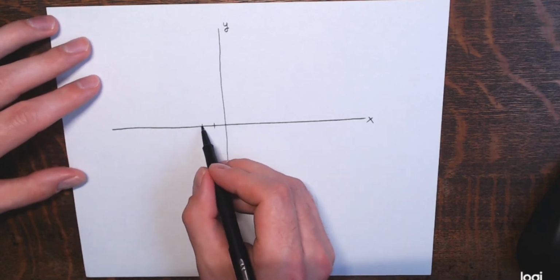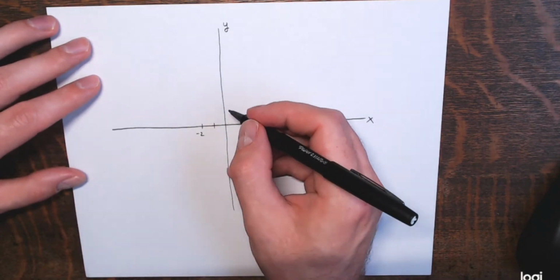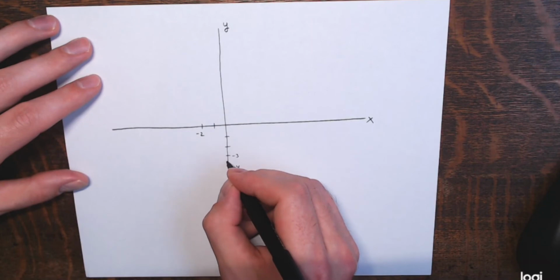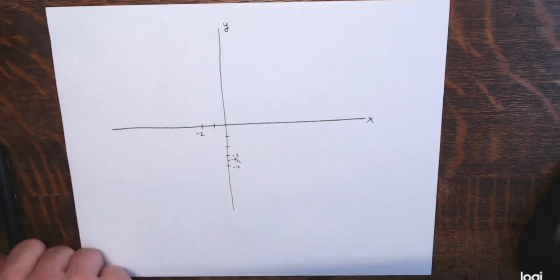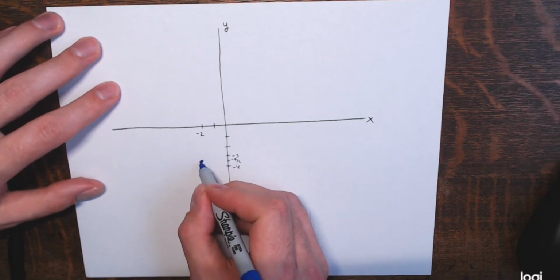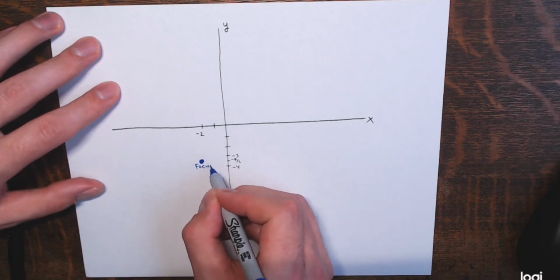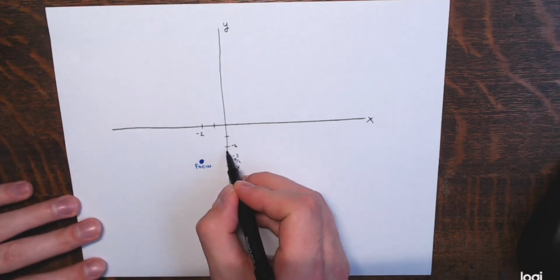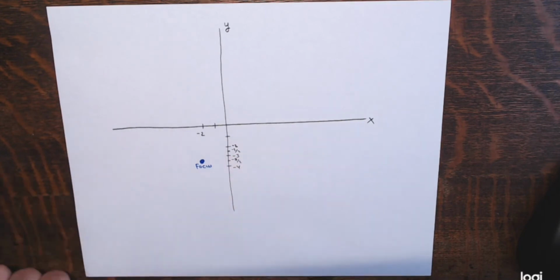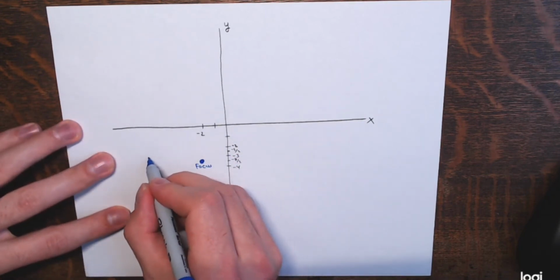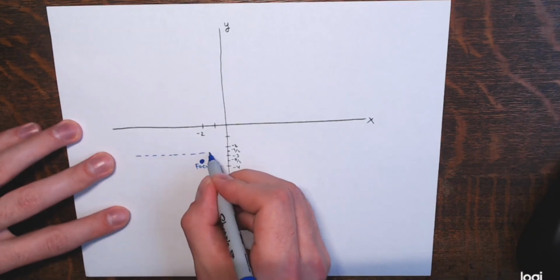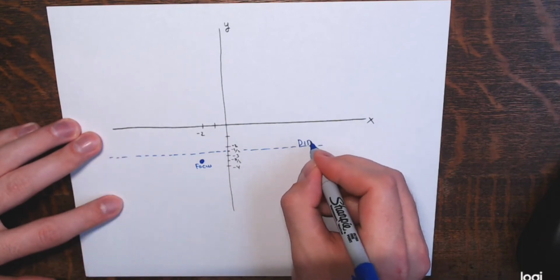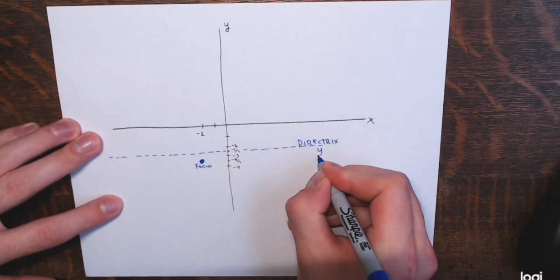So -2 for the x coordinate of the focus, and then -7 halves, which would be -3.5. So there's -7 halves. And here is the focus. And the directrix is y equals -5/2, which would be -2.5. This is kind of tiny here. But y equals -5/2 is a horizontal line. All right, so this is going to be very tiny. I apologize. But the directrix is y equals -5/2.